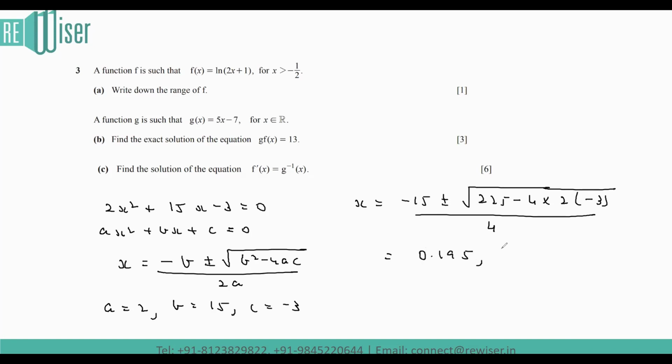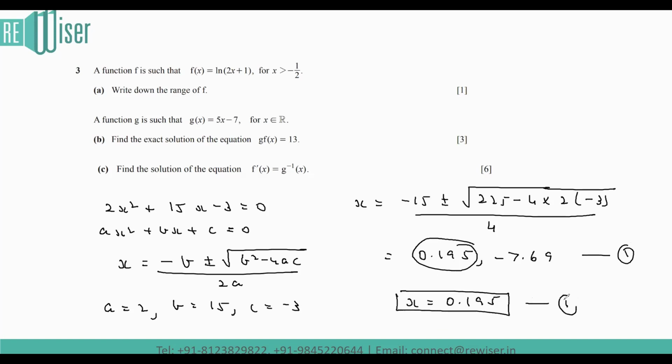So the two values that we got for this are 0.195 and minus 7.69. You get 1 mark for writing these two values correctly. Now, this is a log expression, so x cannot be negative. So we'll only have the positive answer for x. The correct answer should be 0.195. For writing this correctly, you get another 1 mark.